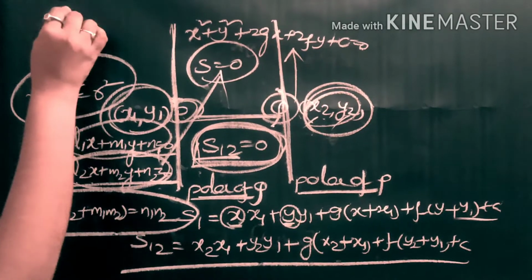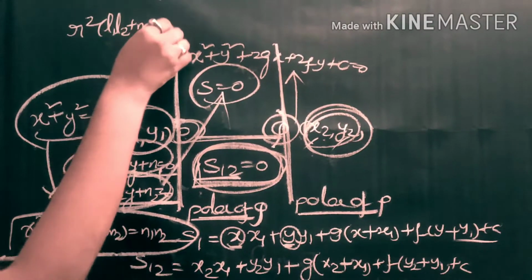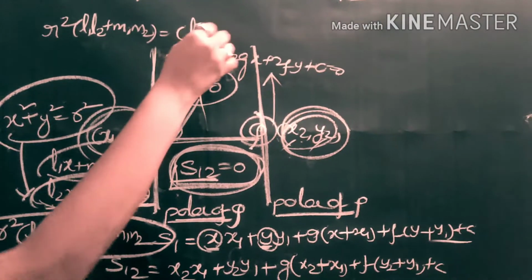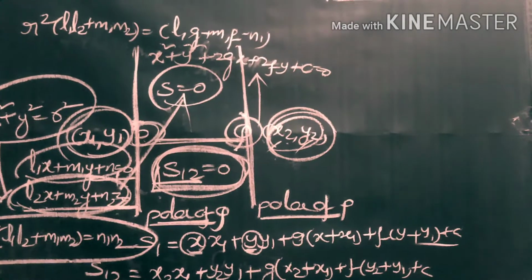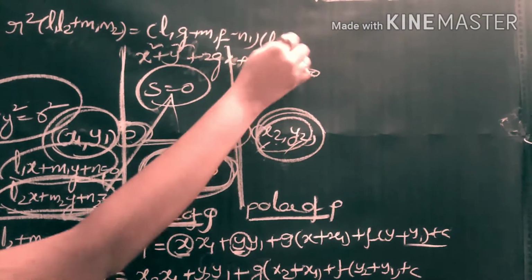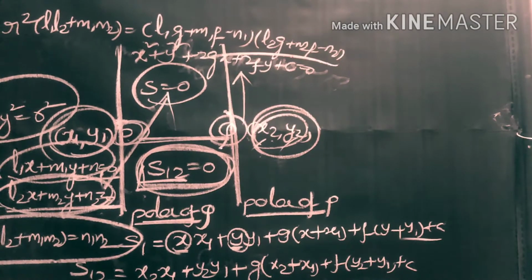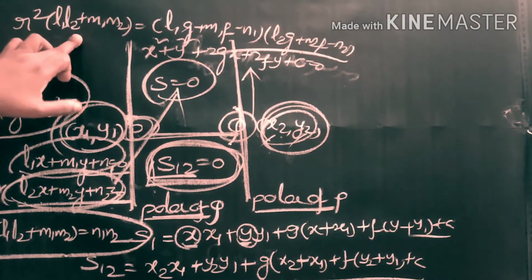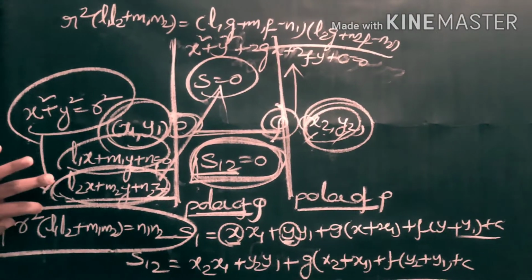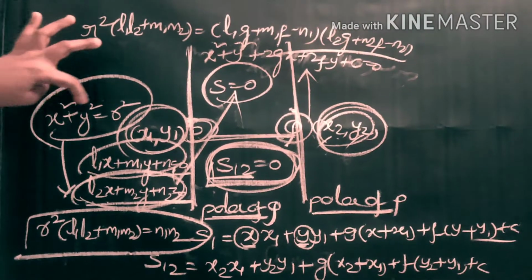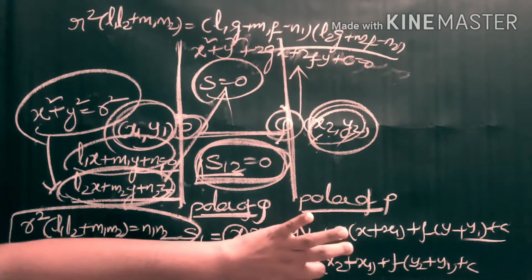Then the condition is r square into L1 L2 plus M1 M2 equals L1g plus M1f minus N1 into L2g plus M2f minus N2. This is the condition for the conjugate lines with respect to the circle in standard form. This is the condition for the conjugate lines with respect to the circle x square plus y square equals r square. And this is the condition for the conjugate points.